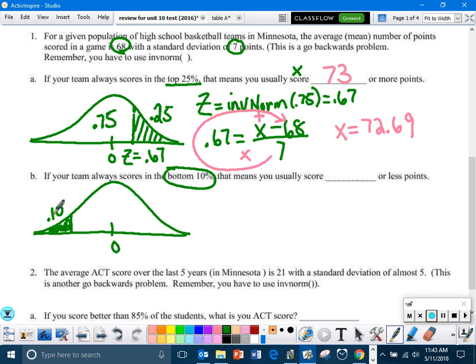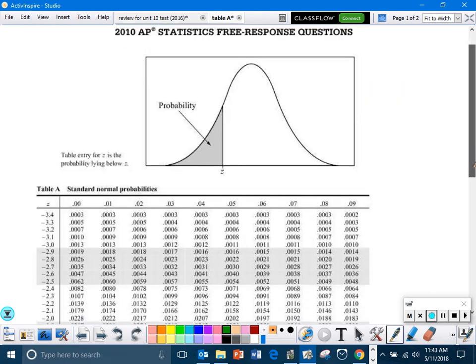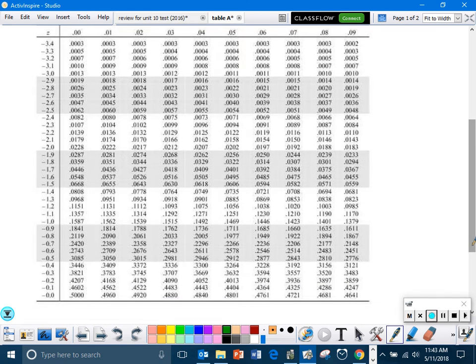So first I'm going to go to the table just to show you. So I'm on the negative side. I'm going to get as close to 0.10 as possible. So I look along. Okay, I'm looking here. Looks like 0.10. The closest I'm going to get to 0.10 is right here. And if I go across, that will be negative 1.2. And then I go up and I get 8. So my z is negative 1.28 by using the table.